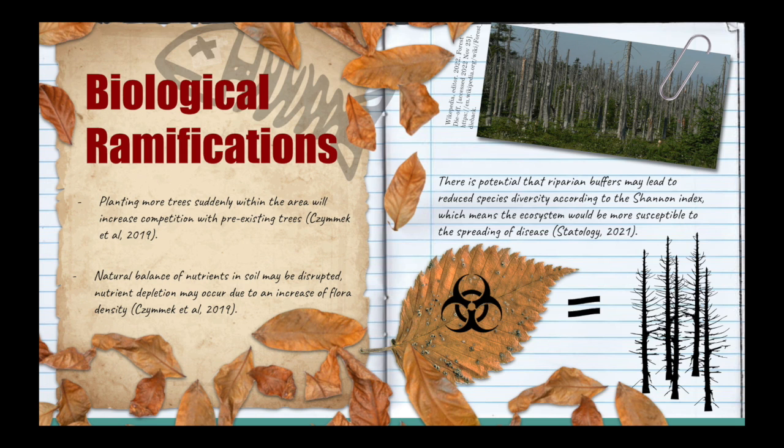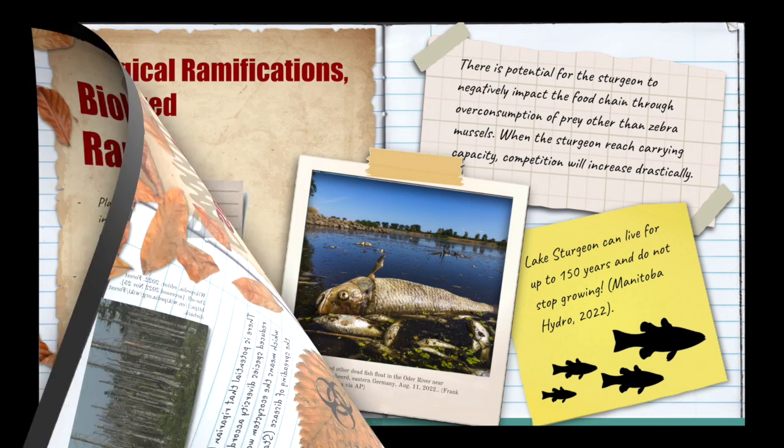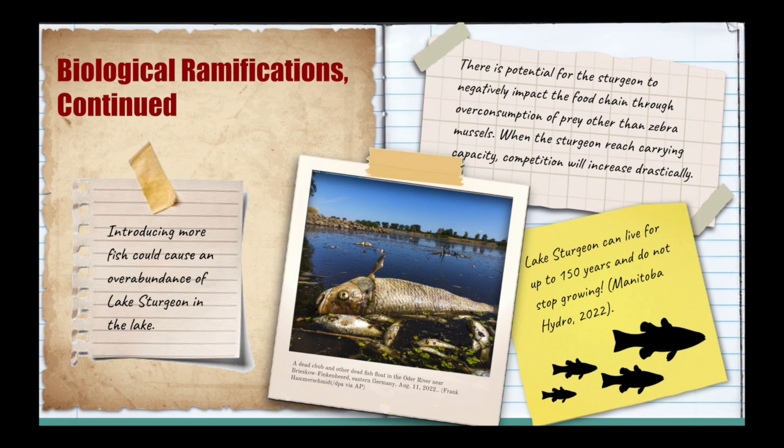Planting more trees, for example, will increase competition within the area for pre-existing trees. As a result, the natural balance of nutrients within the soil may be disrupted, which could lead to nutrient depletion within the soil. There is also the potential that riparian buffers will cause a decline in species diversity according to the Shannon Index. This means that the ecosystem would be more susceptible to the spreading of disease, which could lead to biodiversity loss.